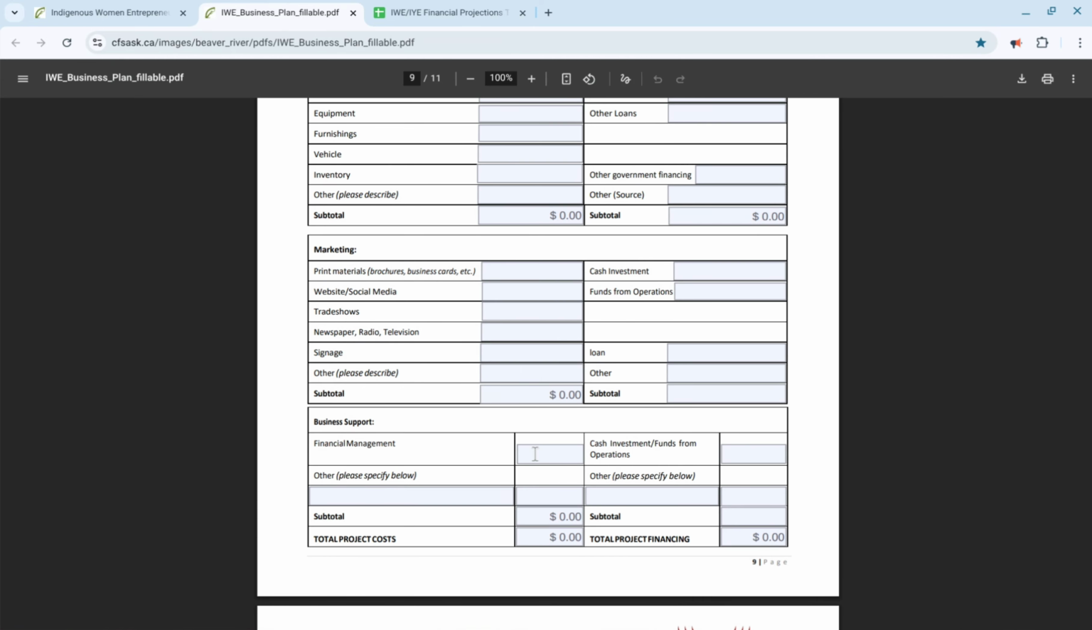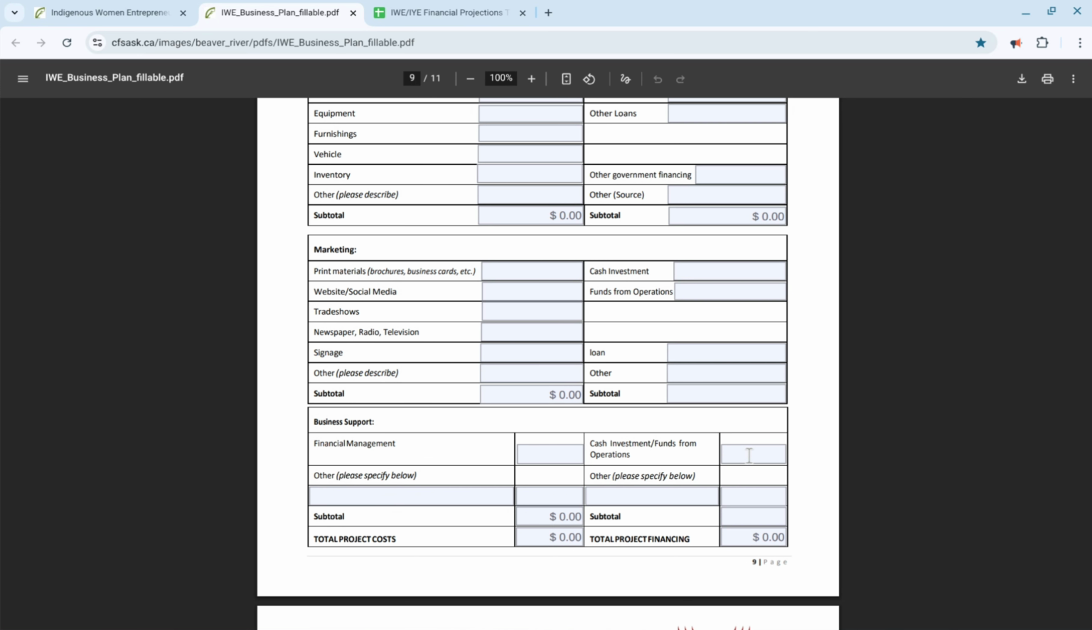So financial management, and this is more so like professional services, like are you hiring an accountant, a lawyer, or a business consultant, or a bookkeeper, or someone like that for this project or for this startup, and what is the anticipated cost? You can just list that here. And then you can just figure out the subtotal. There's that other section here, just please specify below. So maybe there's some other administrative costs involved that you can include.